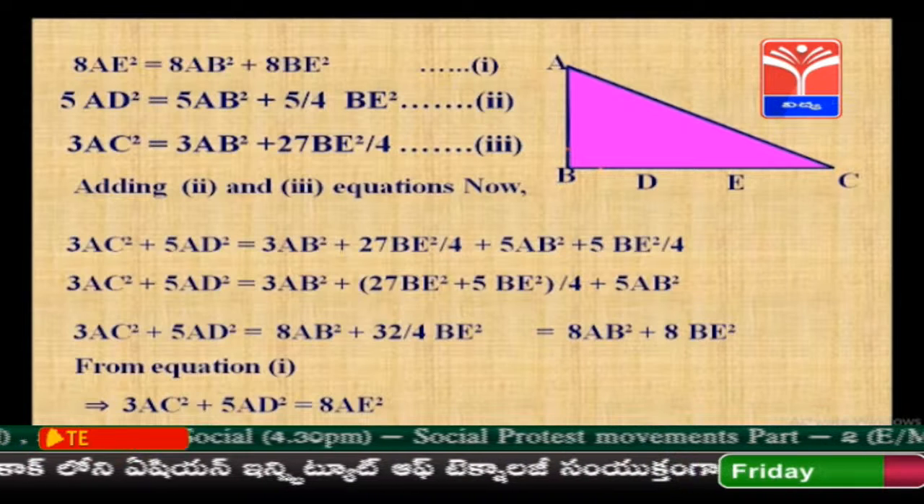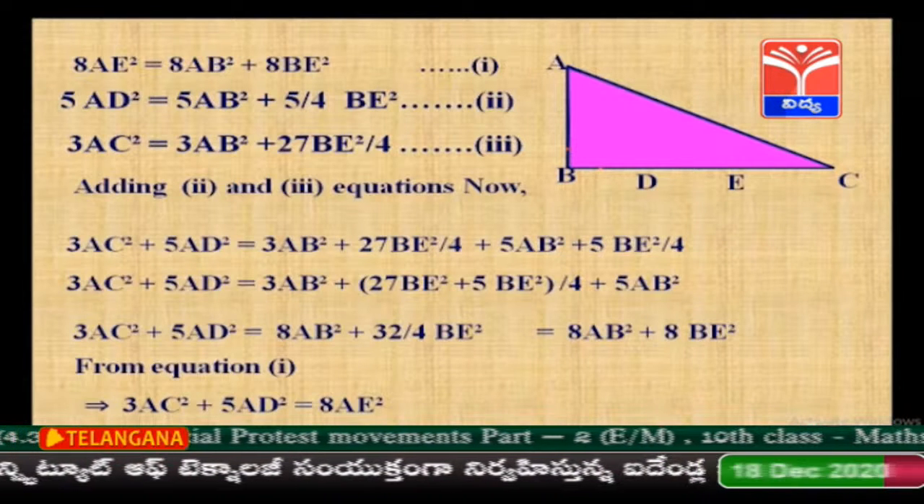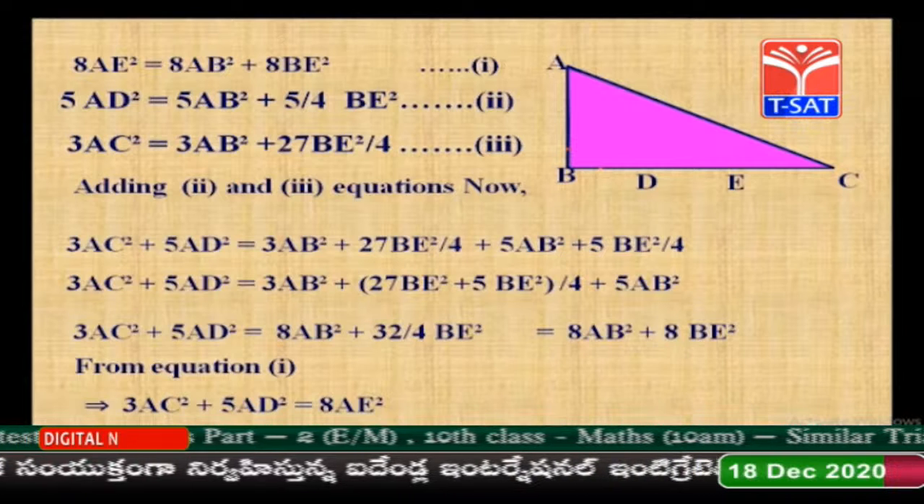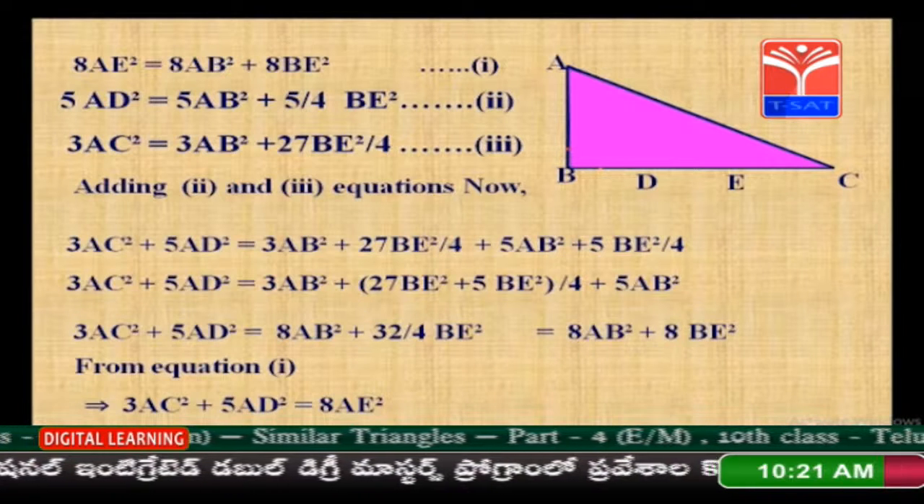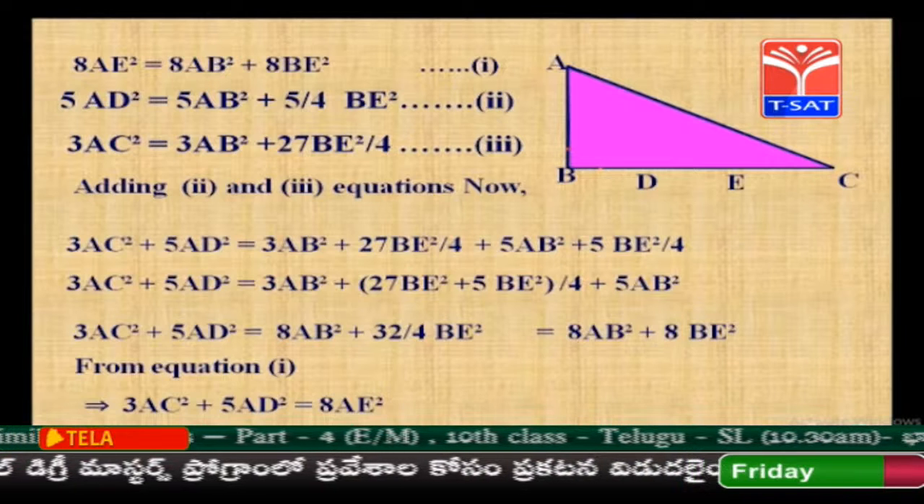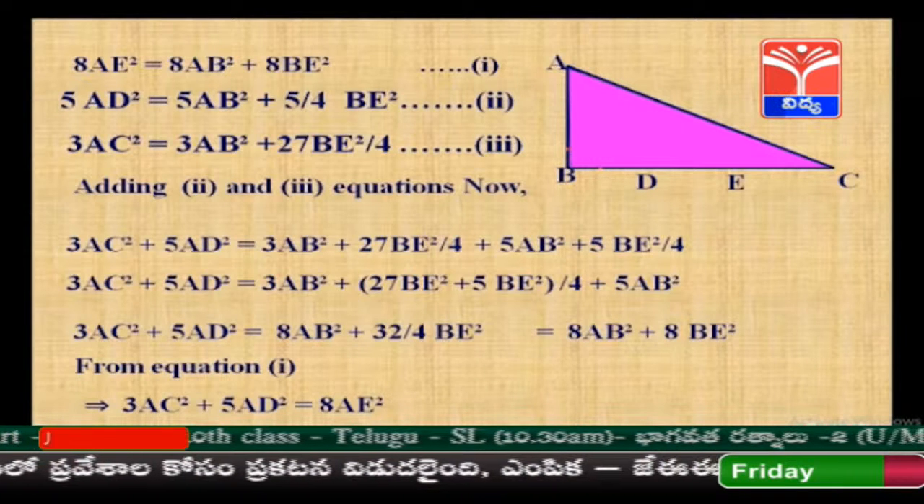Now, cancel 4 and 32. By cancelling 4 and 32, what does it become? 4 ones are 4, 4 eights are 32. It becomes 8 AB square plus 8 BE square on the right side.